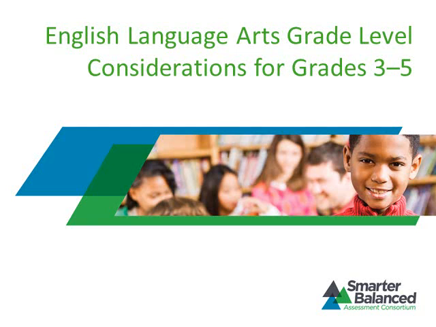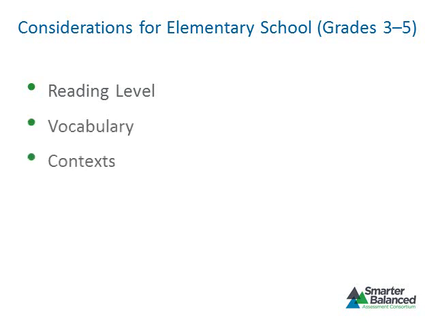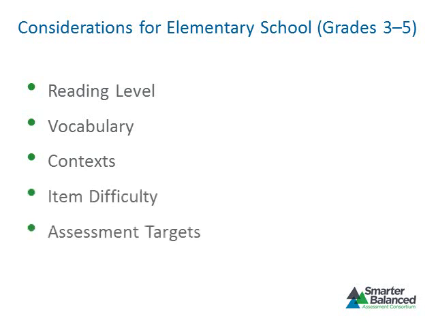Welcome to the Smarter Balanced Assessment Consortium's Elementary School English Language Arts Grade Level Considerations training module. This module examines considerations for item and task development that are specific to grades 3 through 5. This module will examine the importance of considering reading level, vocabulary, grade-appropriate context, item difficulty, and the assessment targets and associated expectations that are described in the Smarter Balanced content specifications.